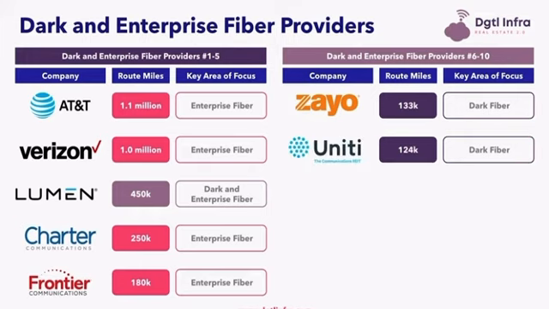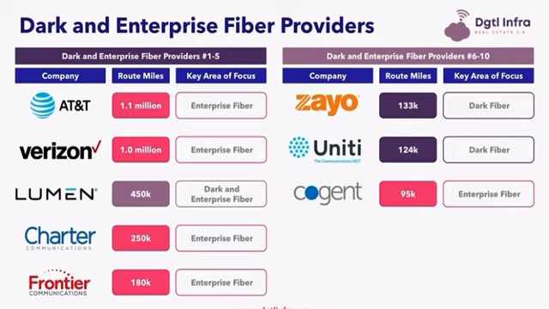Seventh is Uniti Group, with 124,000 fiber route miles. Uniti's key area of focus is dark fiber, and Windstream, which is further down on the page, represents 65% of Uniti's revenue. Eighth is Cogent Communications, with 95,000 fiber route miles. The key area of focus for Cogent is enterprise fiber, with a significant business in connectivity for office buildings.